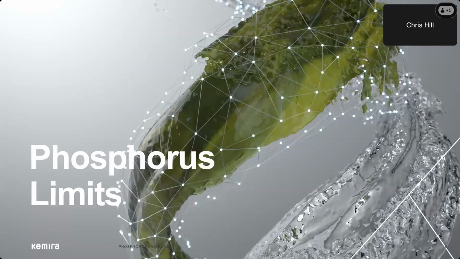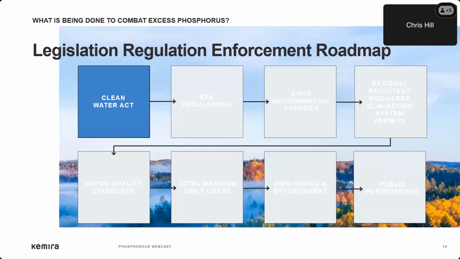So what is being done about excess phosphorus? Let's take a look at the legal and regulatory framework that is driving limitations on phosphorus control. In our case, this is point sources of phosphorus, namely municipal wastewater treatment plants. First is the Clean Water Act. That's a federal law aimed at maintaining and restoring the chemical, physical, and biological integrity of the nation's waters.